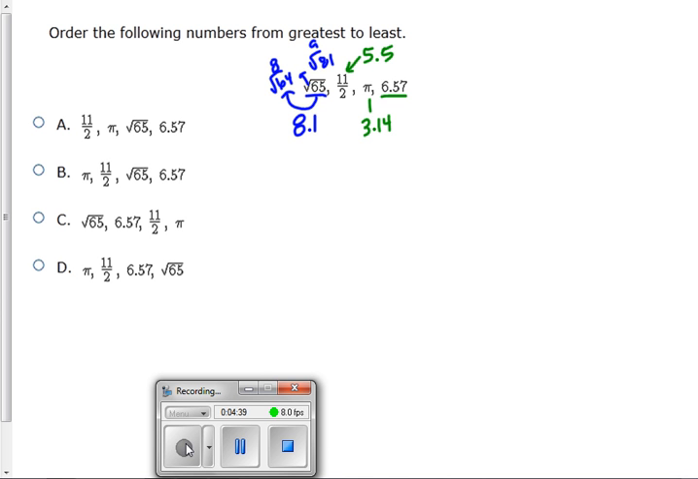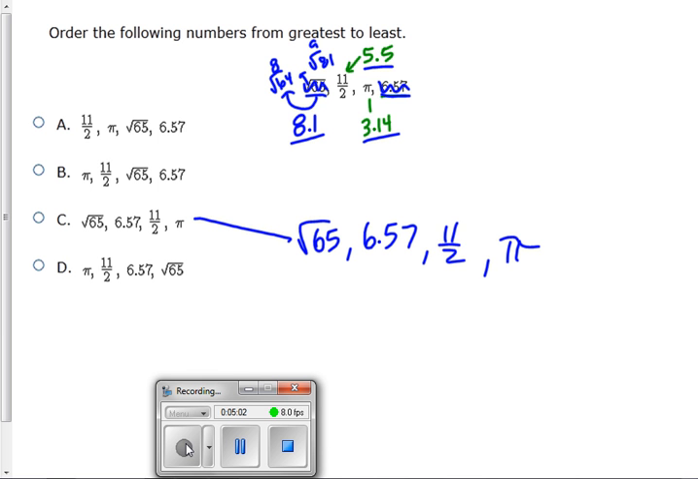So comparing your decimals, 8.1, 5.5, 6.57, and 3.14, 8.1 is the largest, which is the square root of 65. Next, we have 6.57. So this guy's gone. Then we would have 11 halves, and last but not least, pi, which would be option C.